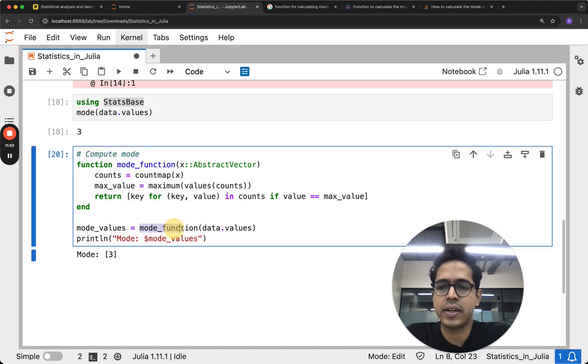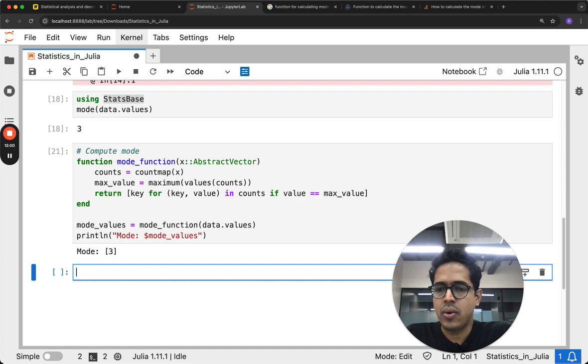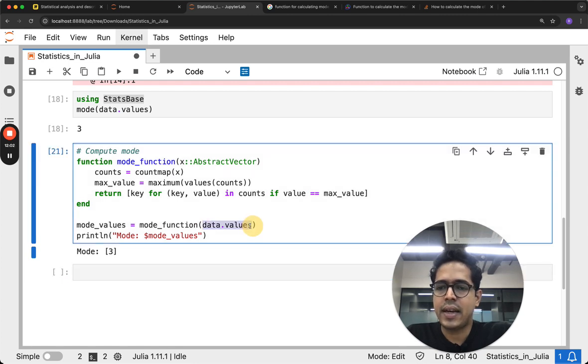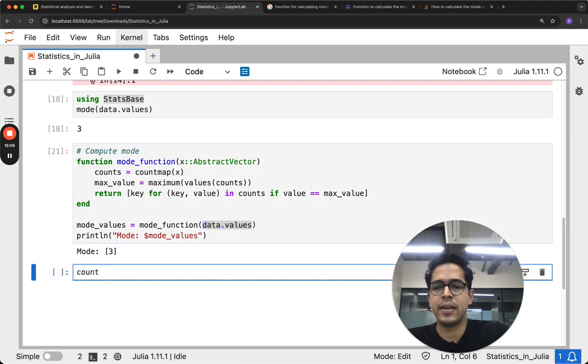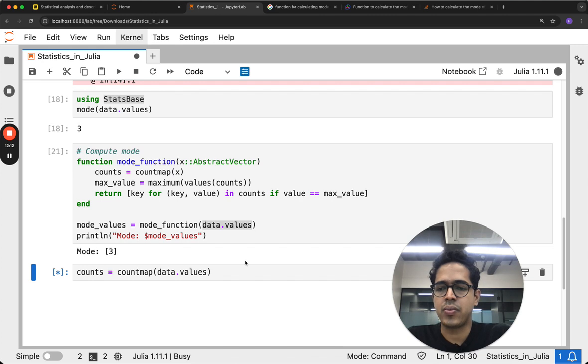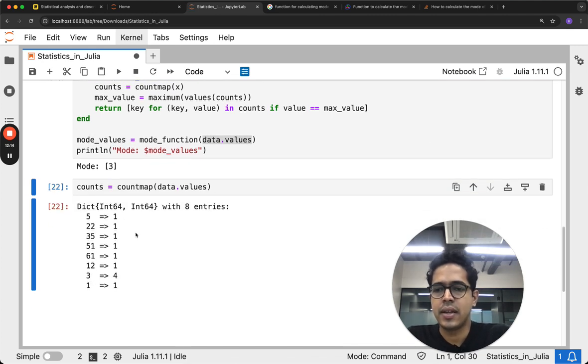So mode function is being called, and into that data.values is being passed, and that is here in the variable called x. Now imagine that we were running this: counts equal to count map of x. What should happen here? So counts equal to count map of data.values. What should this print? Let's see.